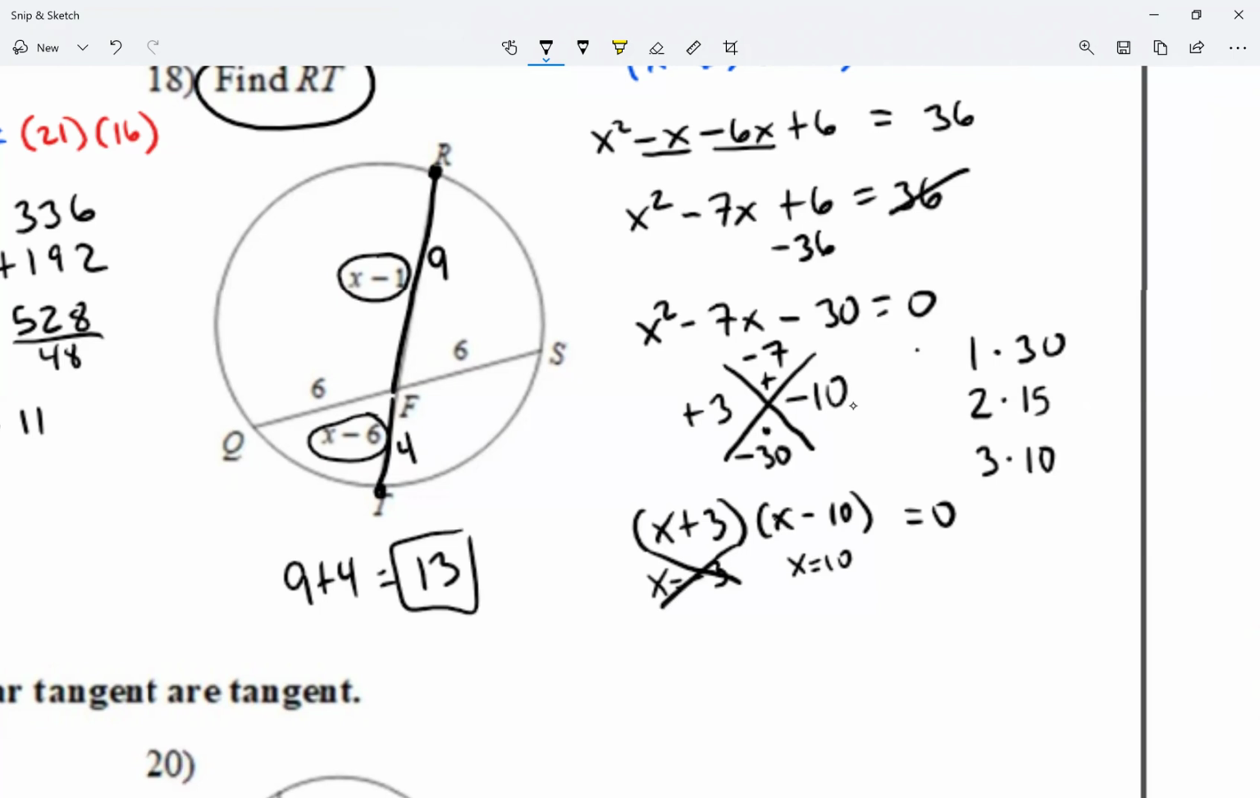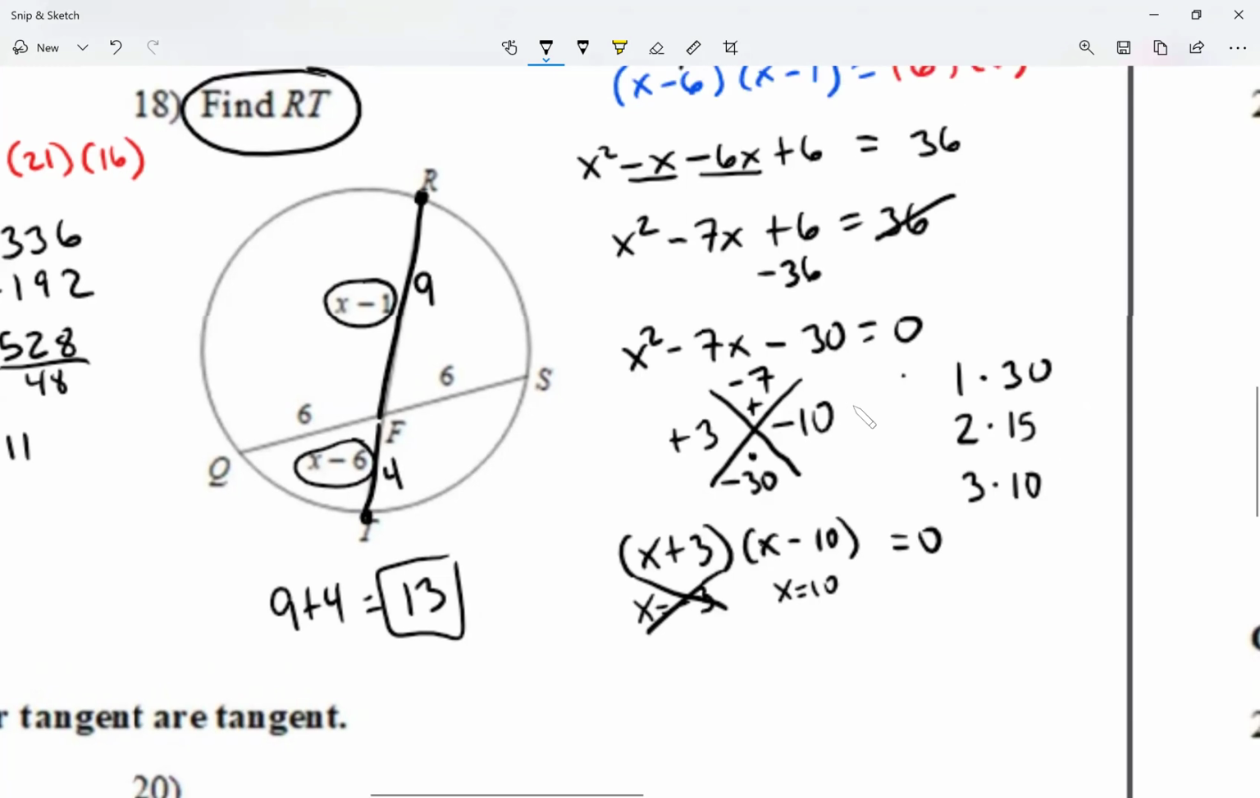Notice I solved for x. I came out with 2 answers for x, but the negative is not good because segments cannot be negative. So I said, okay, x equals 10. So I used it. I saw what I needed to add, and I found out that the measurement, the segment RT, from R all the way to T, that segment is 13.